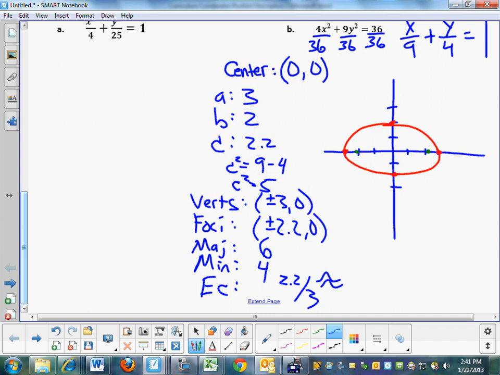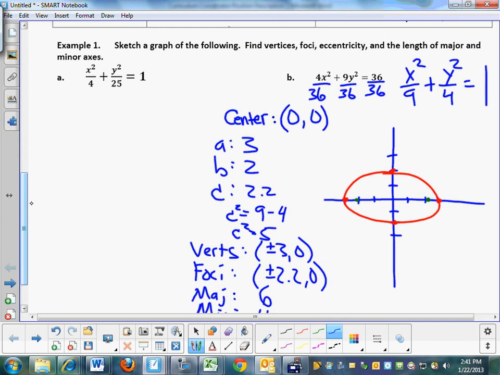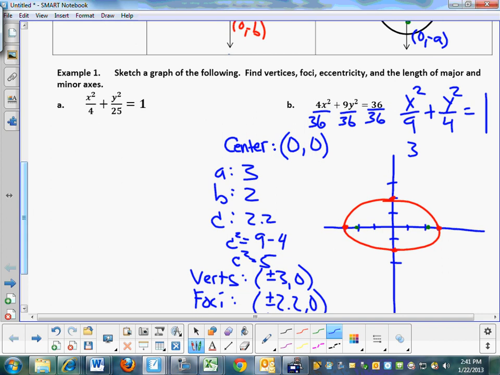Biggest number is 9, right? The square root of 9 is 3. The square root of 4 is 2. So it's stretched 3 units horizontally and 2 units vertically. If we look at our original one, it's stretched 5 units vertically and 2 units horizontally. So the larger number is where it's stretched more, and it always lines up underneath the x or the y.